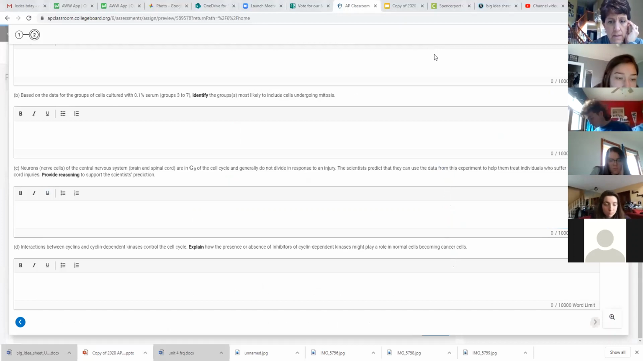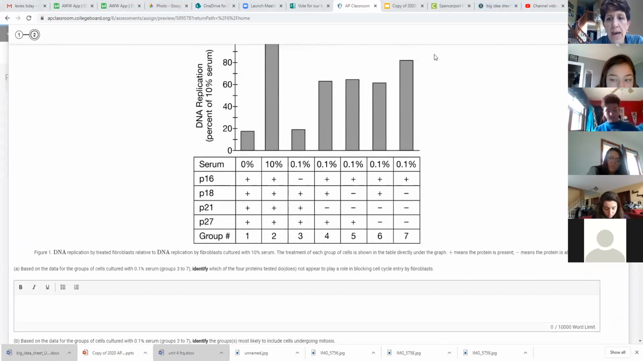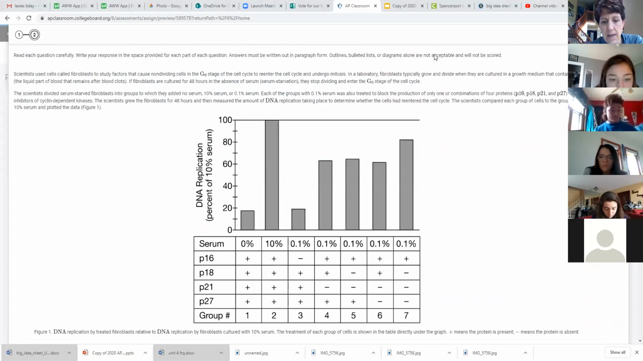And then the last one, interactions between cyclins and CDKs control the cell cycle. Explain how the presence or absence of inhibitors may play a role in normal cells becoming cancer cells. So if you have a CDK inhibitor, you're not going to be able to pass your checkpoint. So it's not going to be a cancer cell if it has an inhibitor because you can't keep moving on. If you block all the inhibitors, then it could be a cancer cell because you can keep going through mitosis.